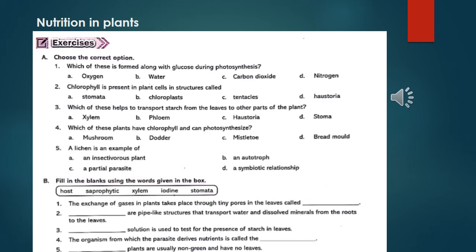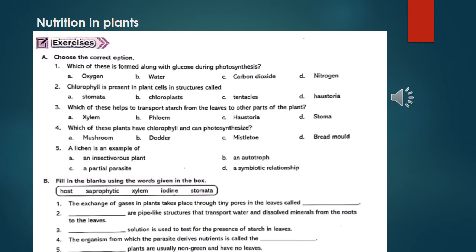So what is the correct answer? Chloroplast. Which of these helps to transport starch from the leaves to other parts of the plant? I already told that in plants two types of vessels are present, xylem and phloem. Xylem transports water and minerals, and phloem transports starch or food. So what is the correct answer here? Phloem. Next question, which of these plants have chlorophyll and can photosynthesize? Mushroom has no chlorophyll, dodder has no chlorophyll, mistletoe has chlorophyll because it is a partial parasite plant, and bread mold also has no chlorophyll. So what is the correct answer?